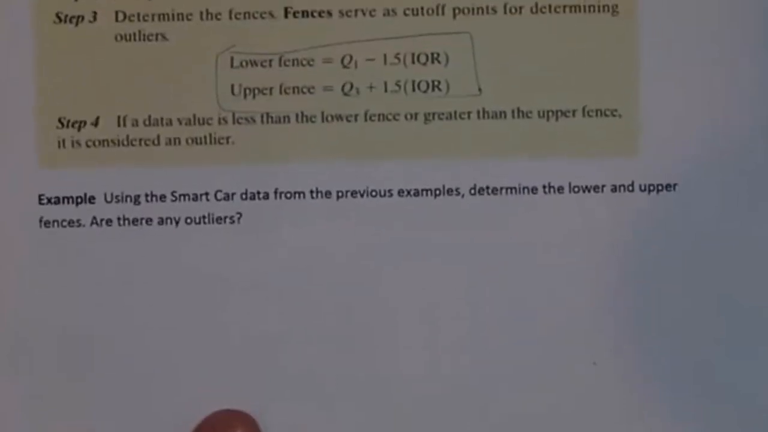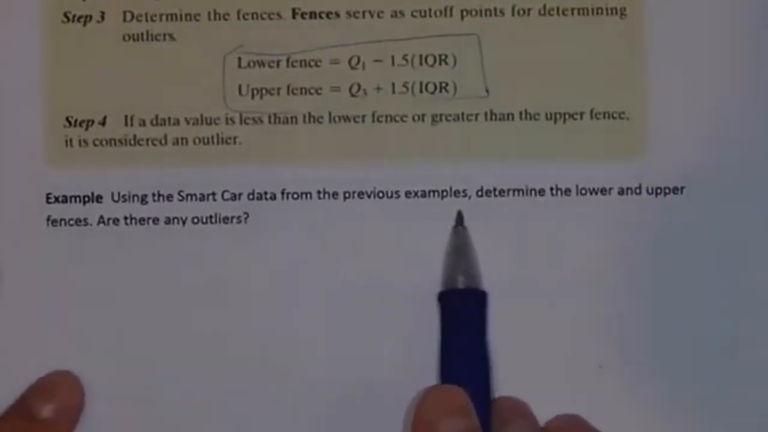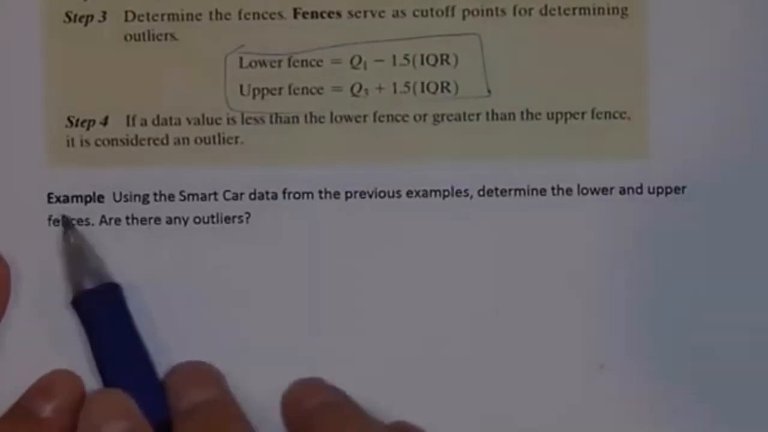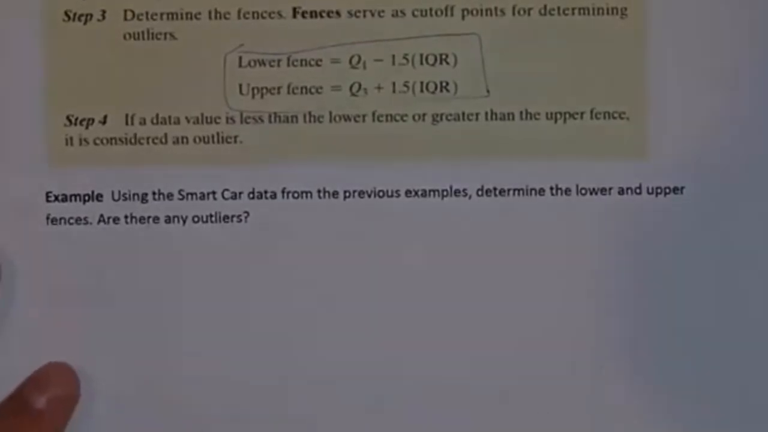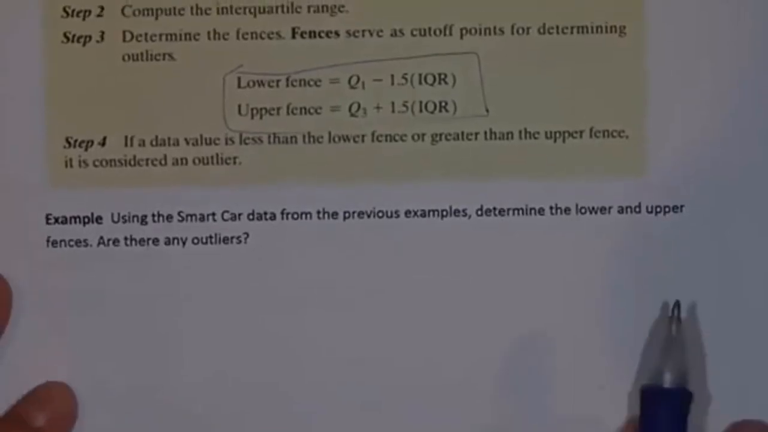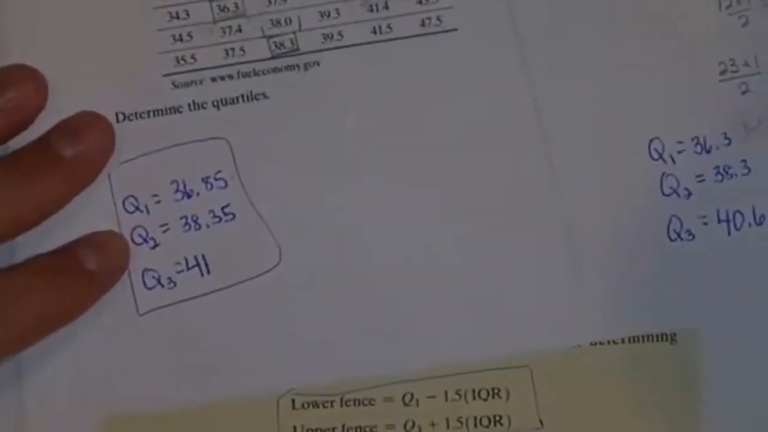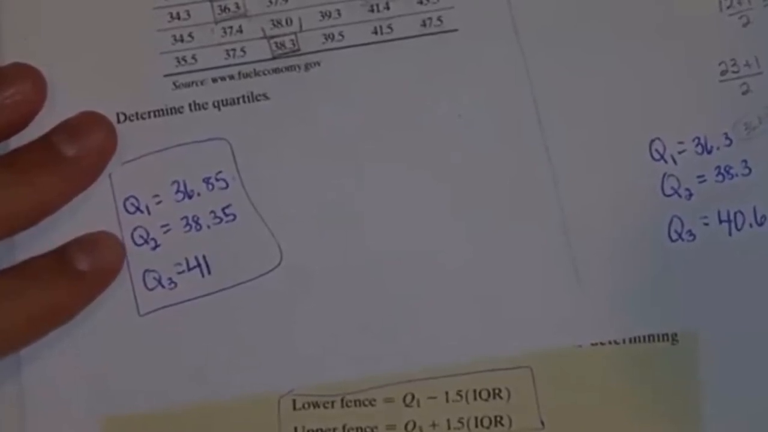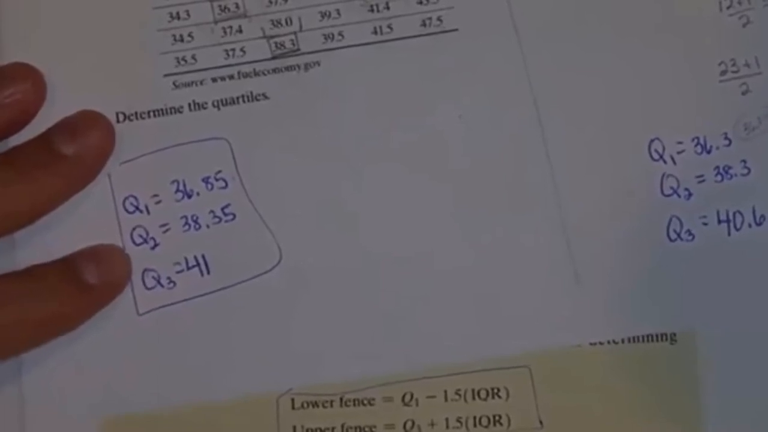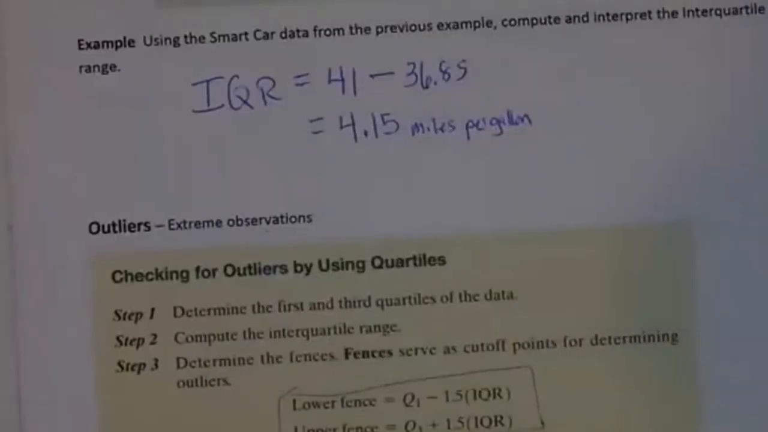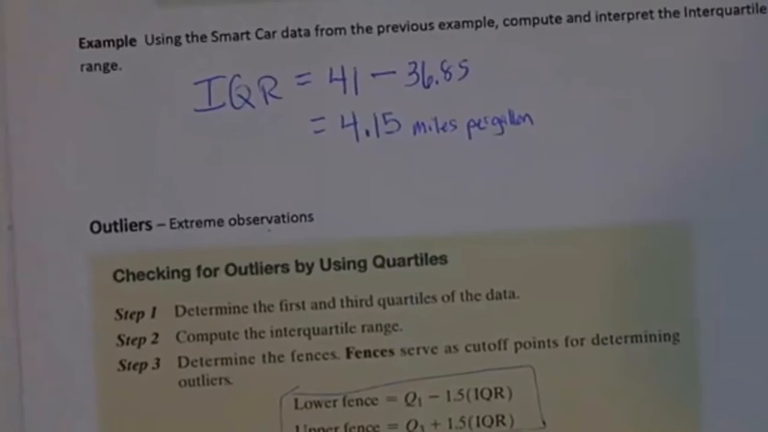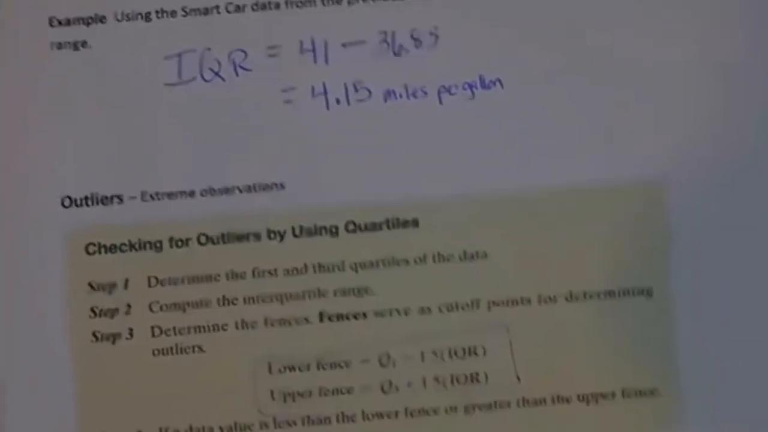So my next example, using the smart car data from the previous examples, determine the lower and upper fences. Are there any outliers? And if they are, what are they? So in my previous examples, we found Q1 to equal 36.85. We don't need it for this, but I'm going to go ahead and write it down. Q2 was 38.35, and we found Q3 to be 41. And we've already calculated in the previous example, the interquartile range is 4.15 miles per gallon.